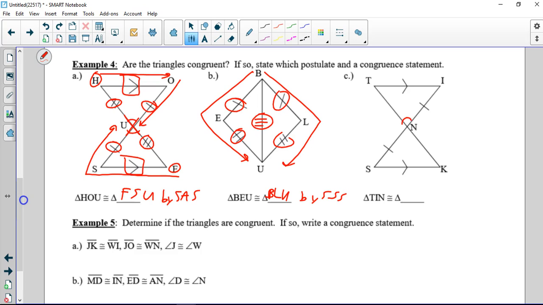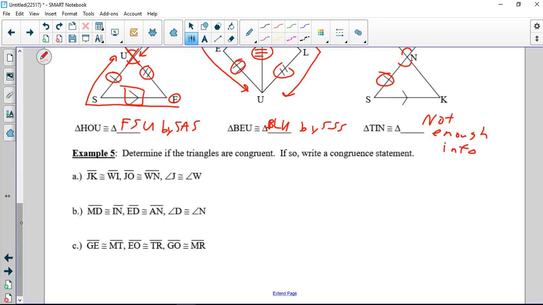Okay, well, we have vertical angles here. And we have those sides are equal. And that's all we have. So we don't have enough information. They may be congruent, we just can't prove it right now.